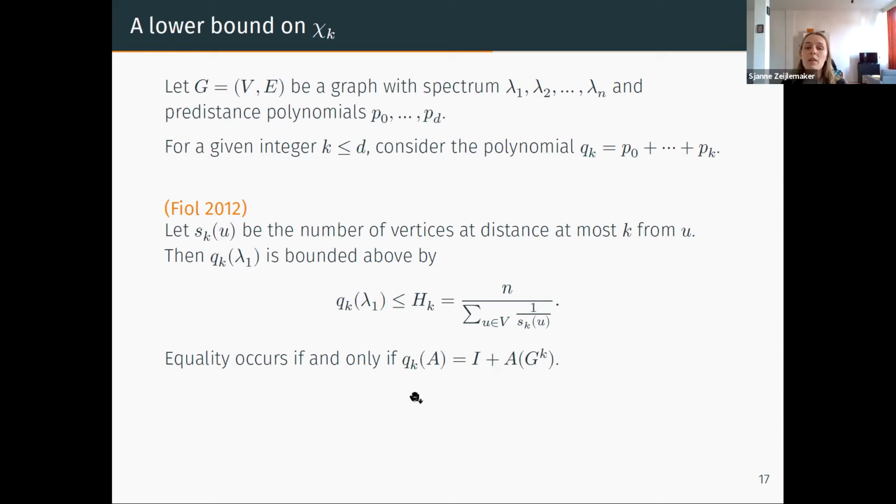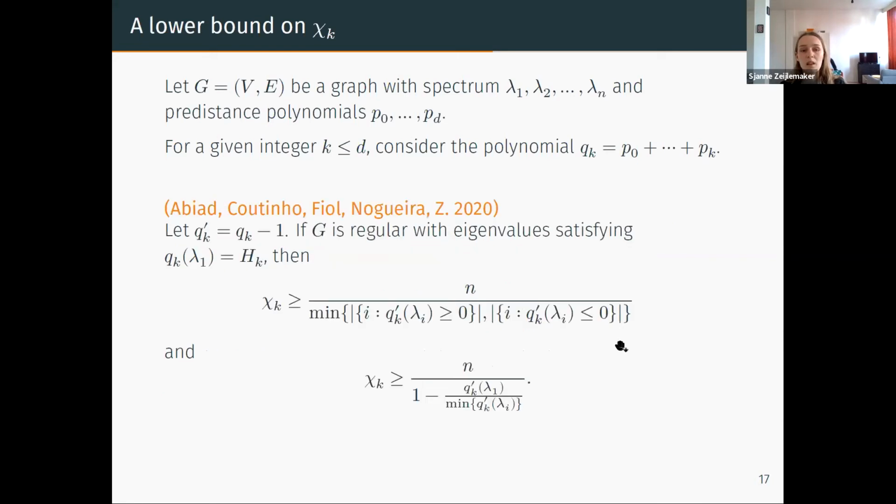And this bound has equality whenever this relation holds. So whenever the adjacency matrix of this kth power graph is a polynomial in the original adjacency matrix. So what we can see is that we have equality here exactly when there's a relation between the two spectra. So exploiting this, we can get a lower bound on the k-chromatic number. So whenever we have equality for this lemma, we can get this first type of bound, which looks very much like this Svetkovich bound that I showed. And we can also derive a second bound, which is of a different type, as you see here.